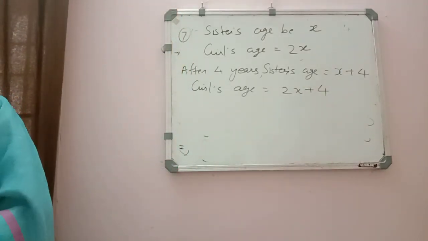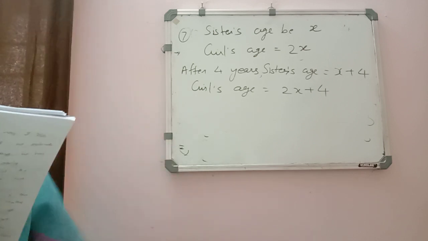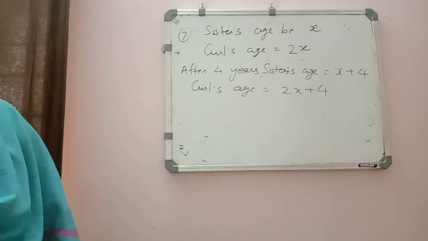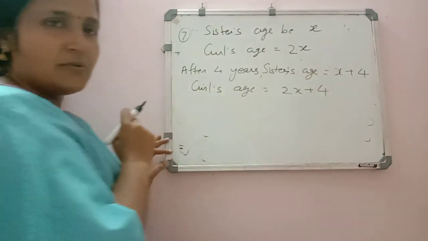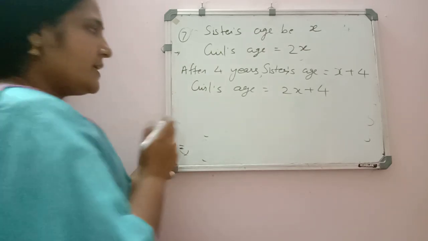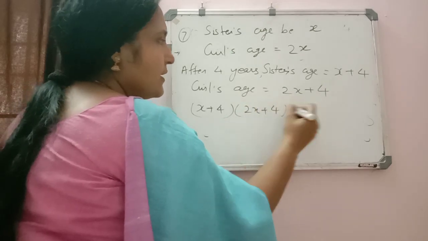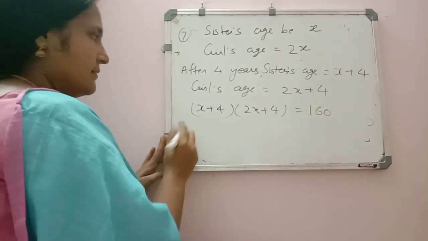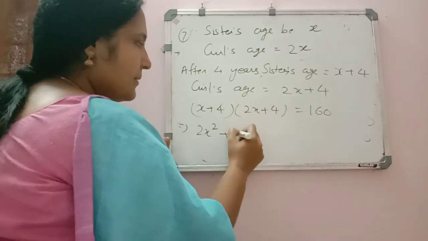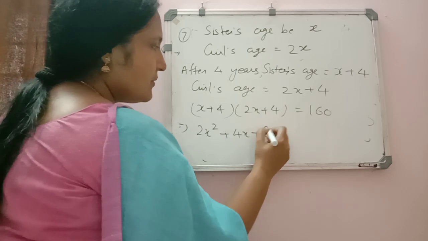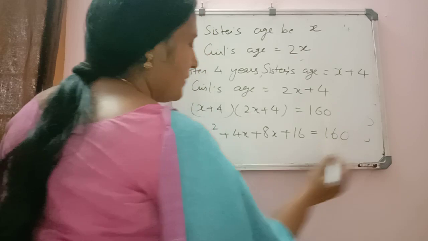Now we can check what information is written there. 4 years hence, the product of their ages will be 160. The product of these two ages is equal to 160. So (x plus 4) into (2x plus 4) is equal to 160. Multiplication: it will be 2x square plus 4x plus 4 into 2x, 8x, plus 4 4s are 16 is equal to 160.